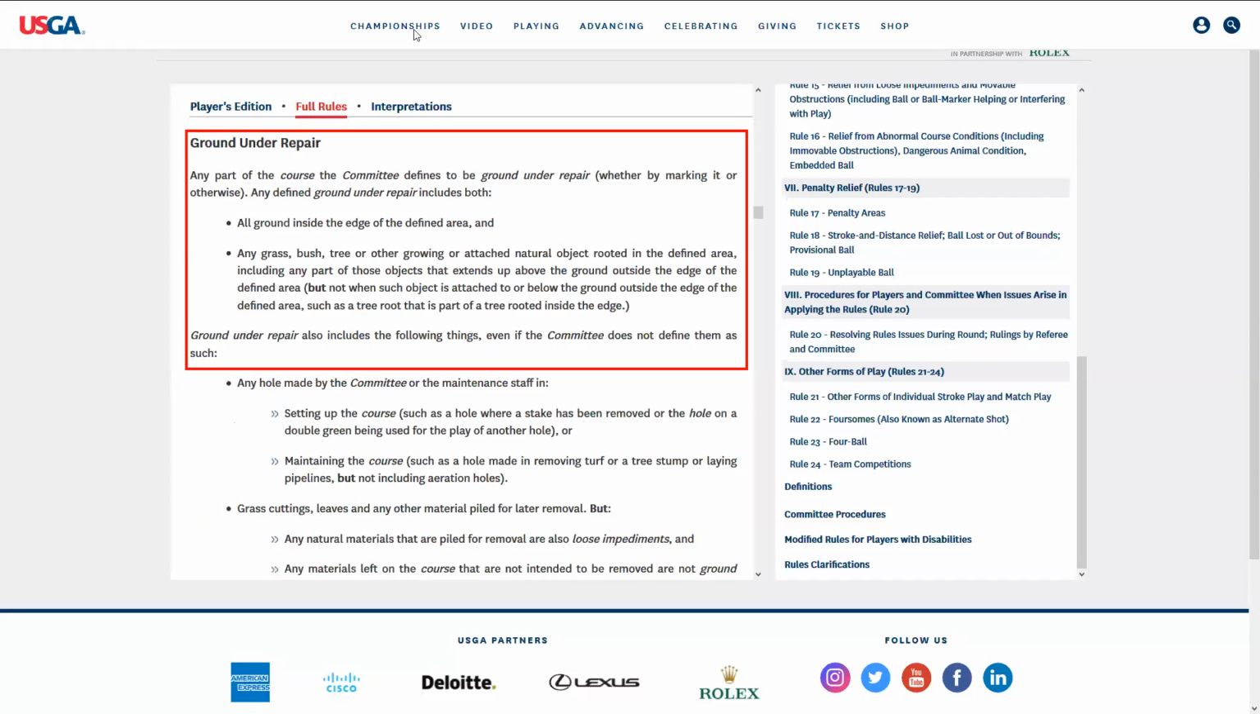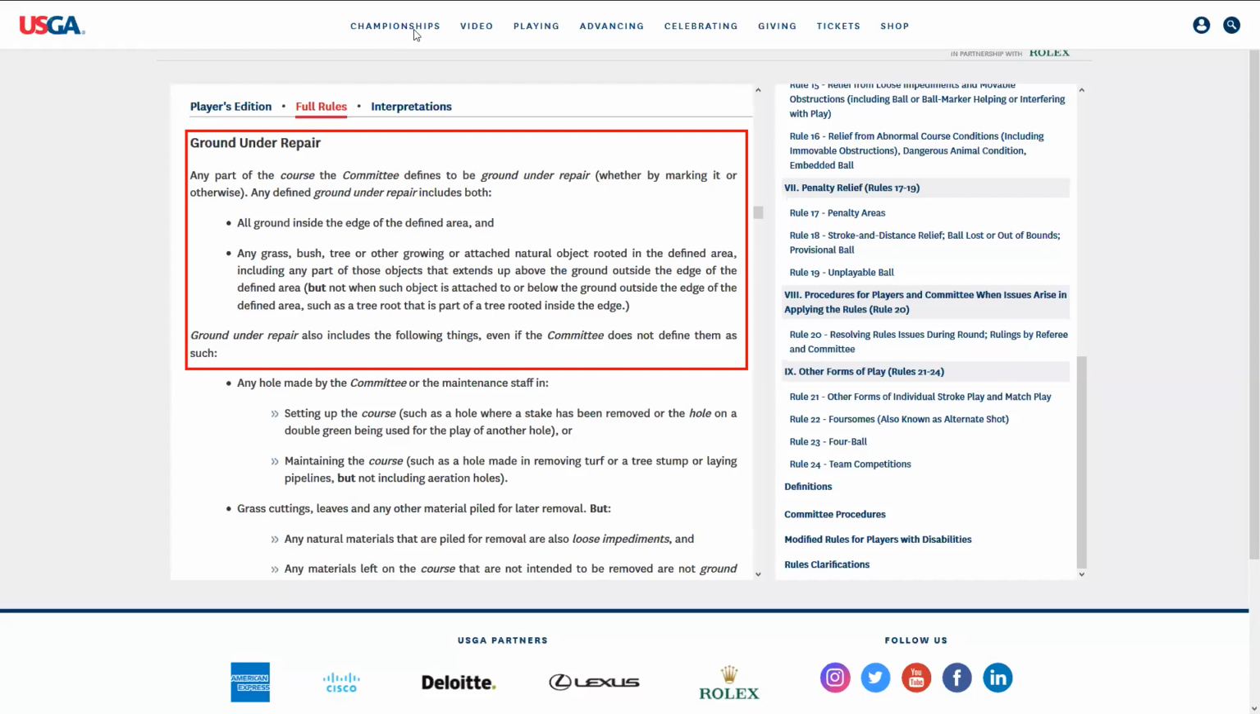Any defined ground under repair includes both all ground inside the edge of the defined area and any grass, bush, trees, or other growing or attached natural objects rooted in the defined area, including any part of these objects that extend up above the ground outside the edge, but not when such object is attached to or below the ground outside the edge of the defined area, such as a tree root.